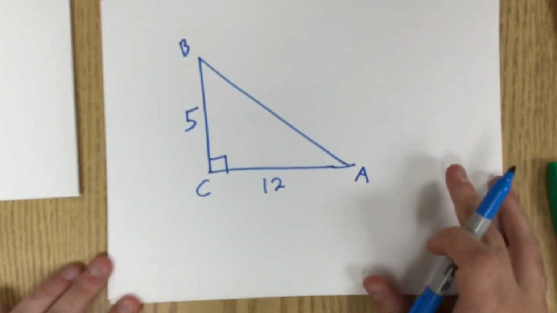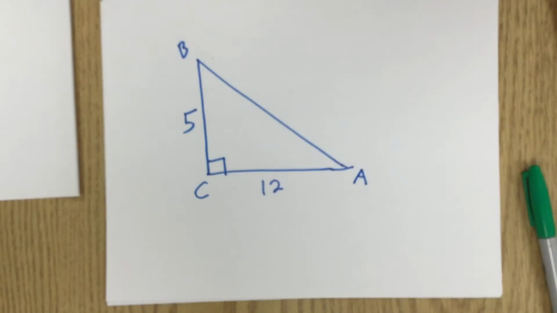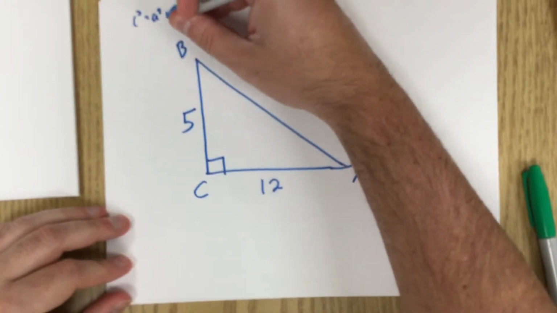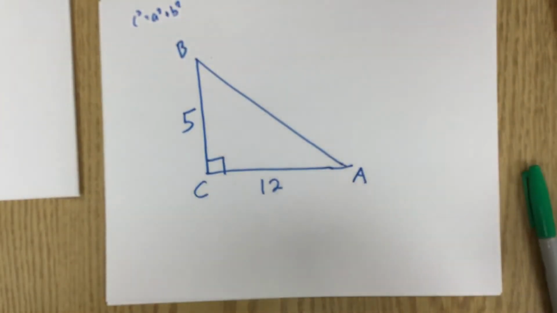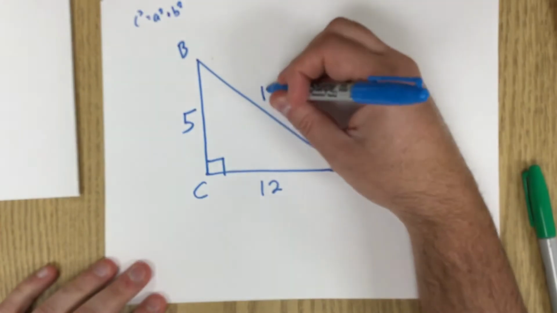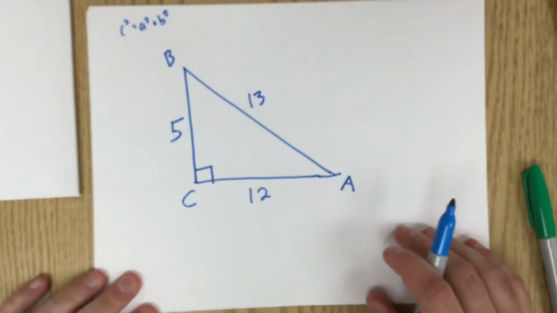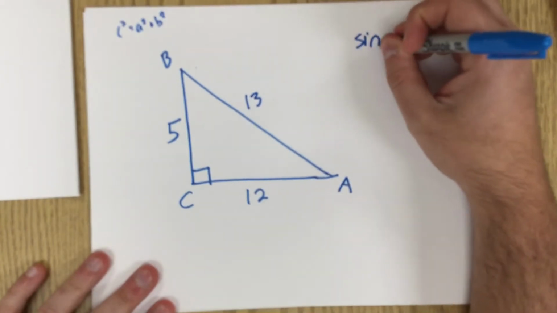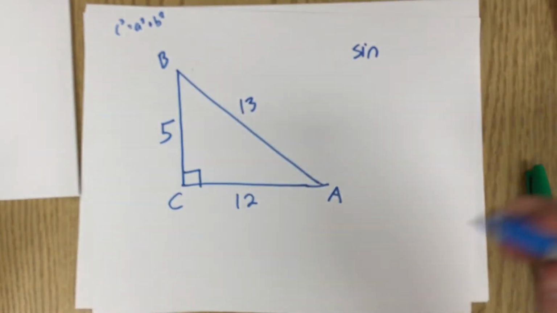We actually can figure out how long that is. This is the hypotenuse side. If you want, you can pause the video and figure it out. If you're not sure, it's just Pythagoras. C squared equals A squared plus B squared. And if you work it out, this turns out to be 13. And so the question I'm going to ask is, what is the sine of this triangle?